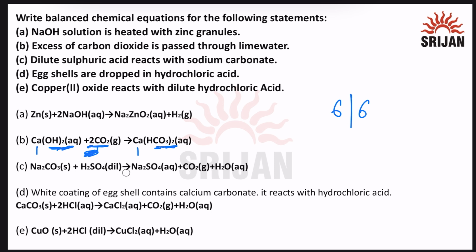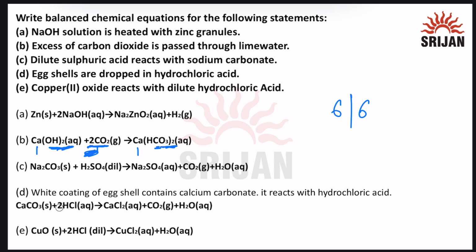And then balancing this equation is easy because this reaction is already balanced. Okay, no need to balance it. Now, coming to the D case, eggshells are dropped in hydrochloric acid. Write the reaction for that. The white coating of eggshell contains calcium carbonate. That's actually calcium carbonate. When it reacts with HCl, what happens?